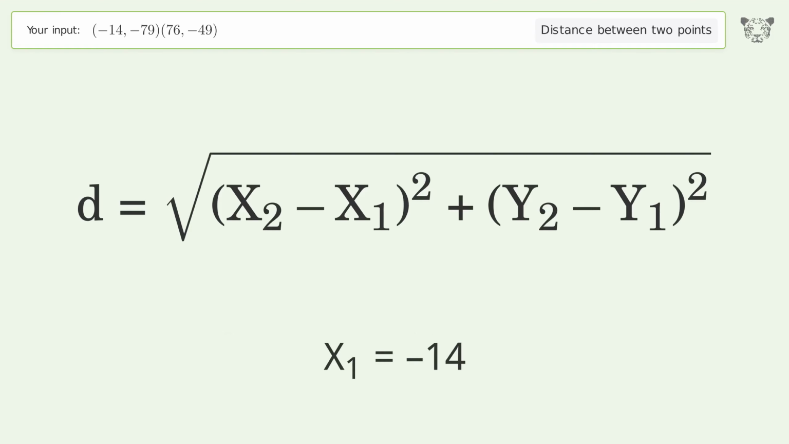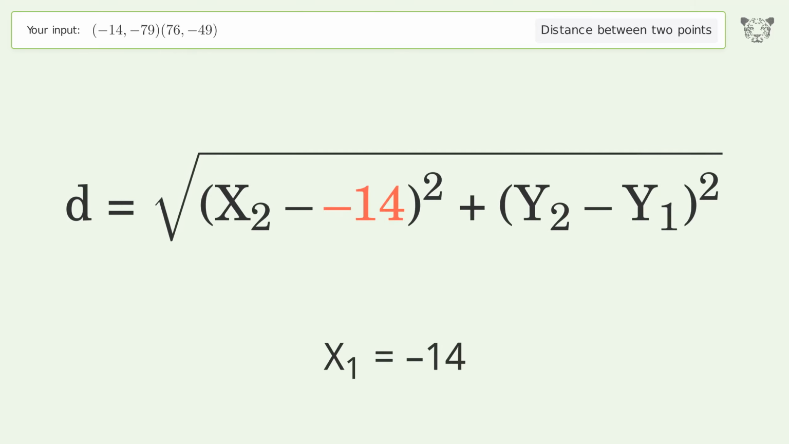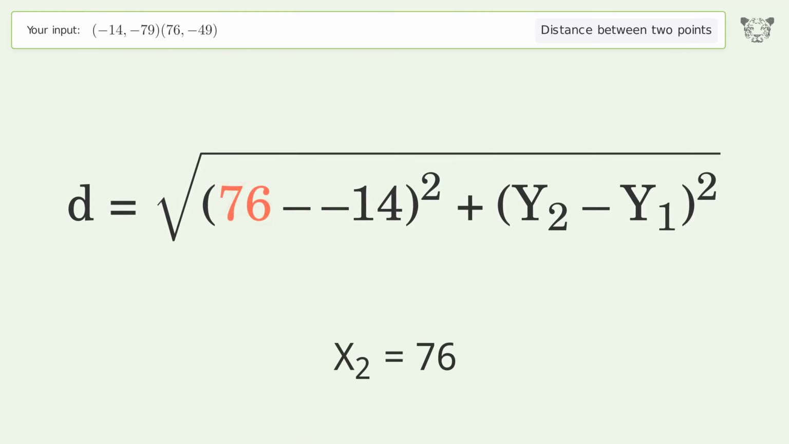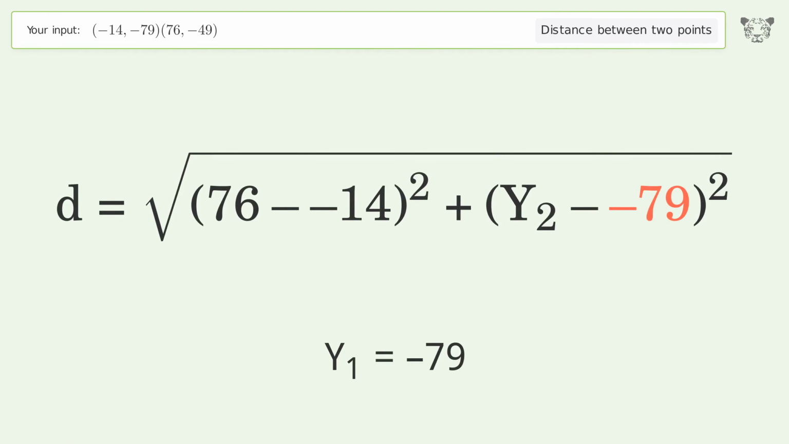x1 equals -14. x2 equals 76. y1 equals -79. y2 equals -49.